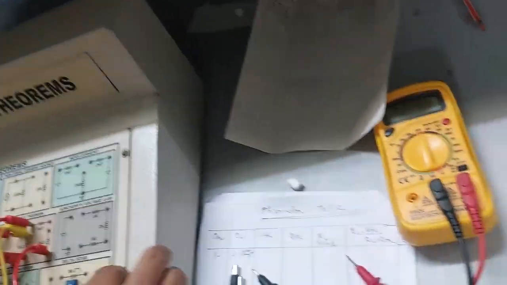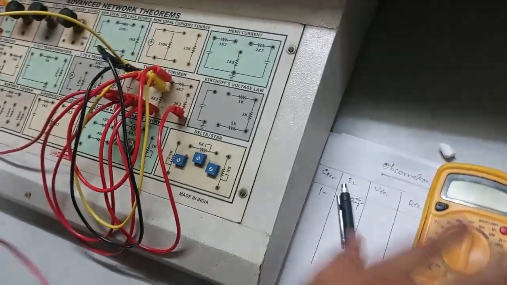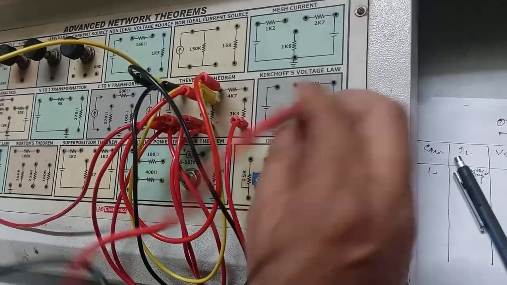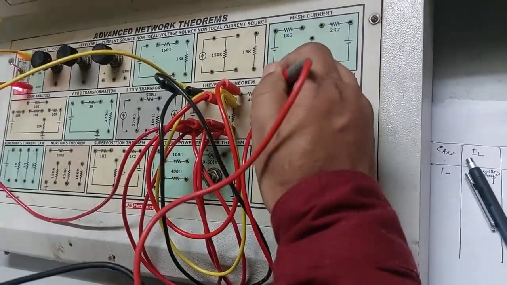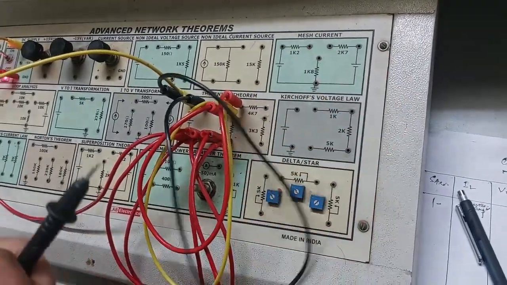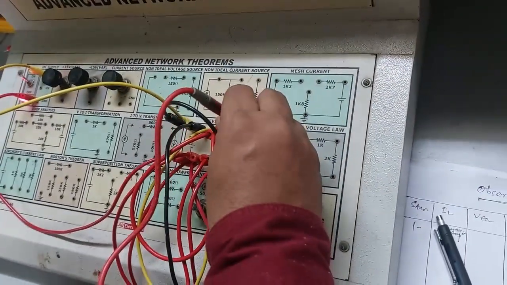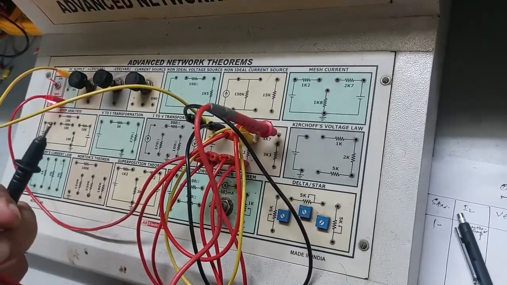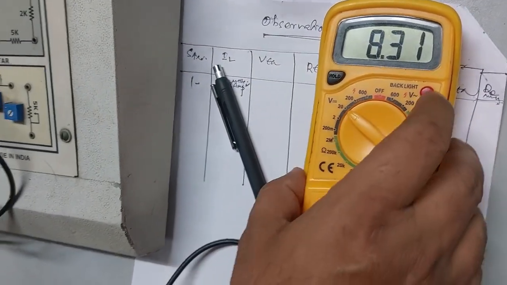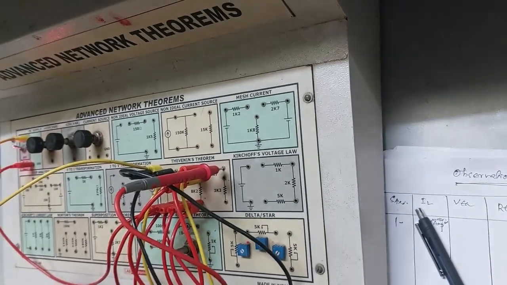Clear? Now we have to measure the voltage. How will we measure the voltage? We have to measure the voltage by removing this connection. Okay, now what will we do? First we have to change the meter into the 20 volt range, and we have to connect this part.